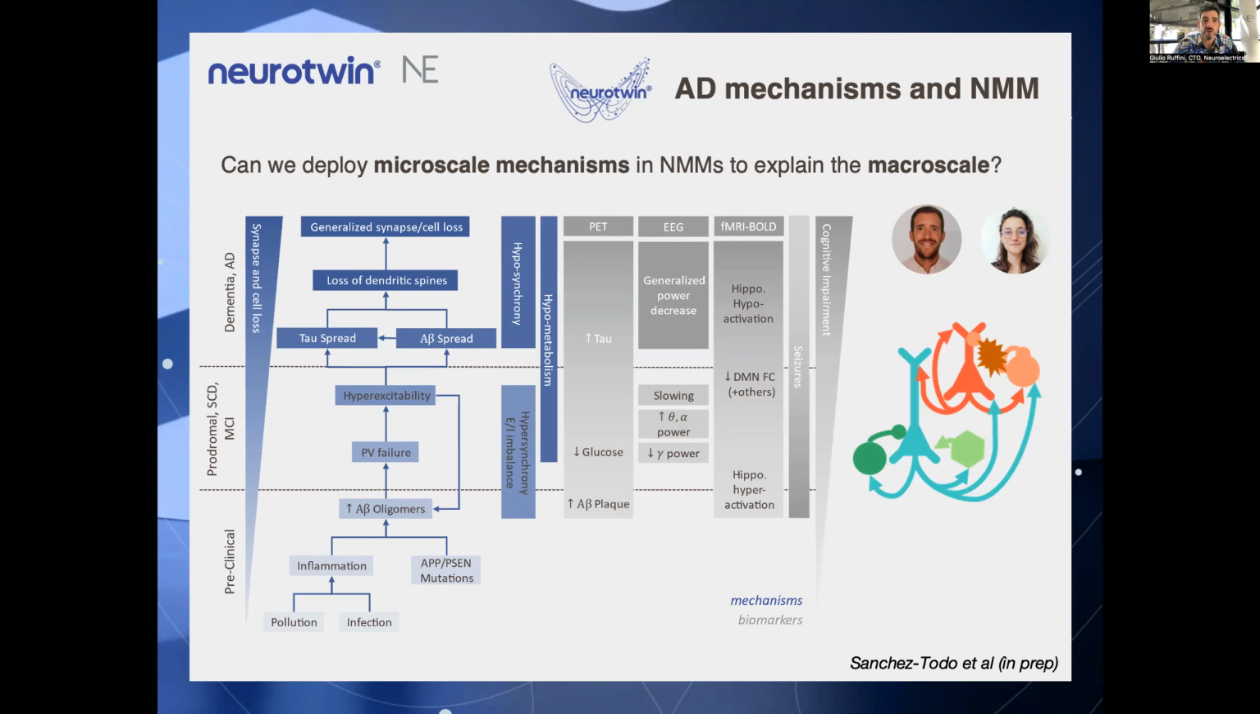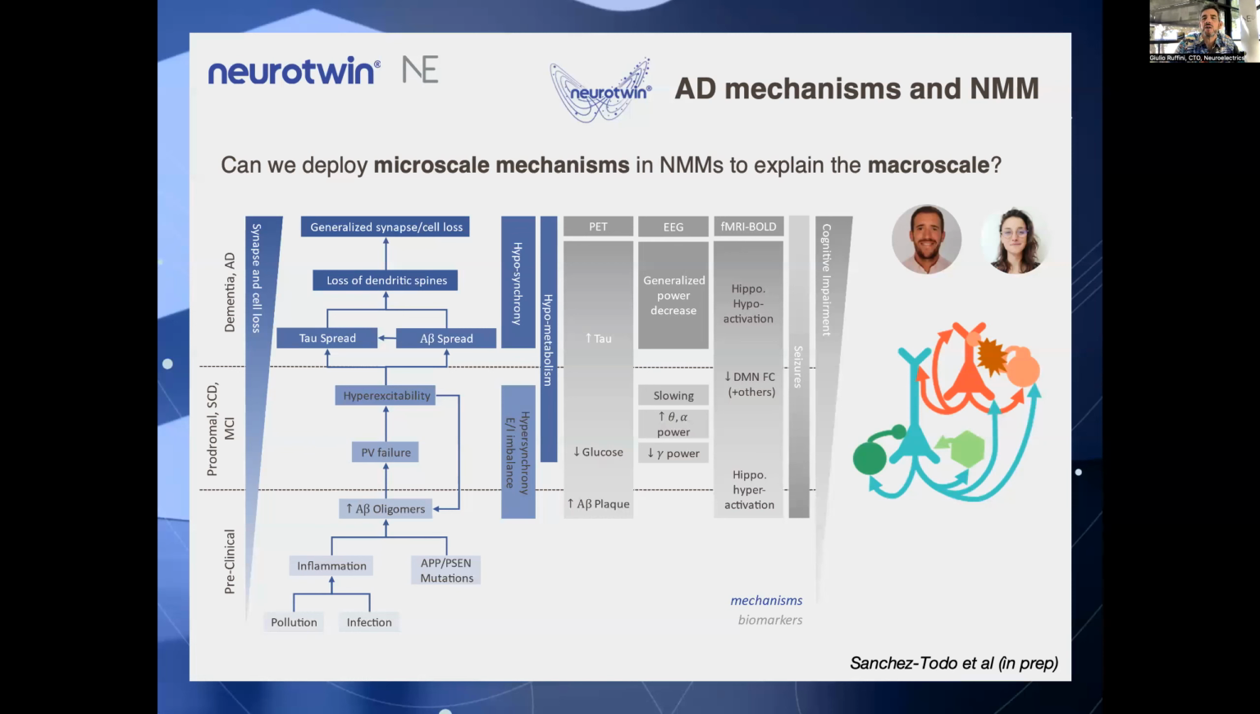So this is one part of the work that we have been doing, and it's part of a manuscript in preparation, where we trace out the causes and the path of Alzheimer's based on the literature, starting from inflammation, which may be due to prior infection or pollution, in combination with genetic susceptibilities, and into what we understand is the release of beta-amyloid oligomers that lead to hyperexcitability. And in a vicious circle, this leads to PV cell failure, and with a subsequent cascade of events that you can map out also in terms of things you can measure, like EEG or PET or fMRI BOLD.